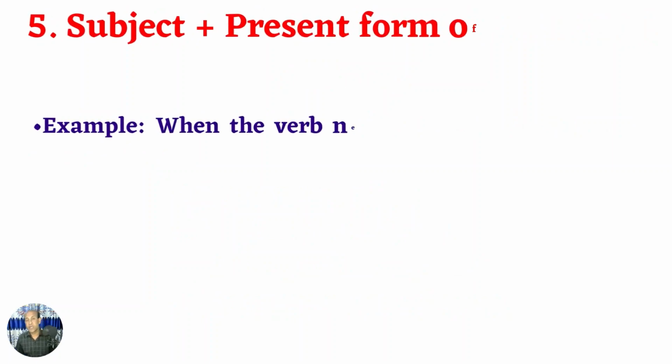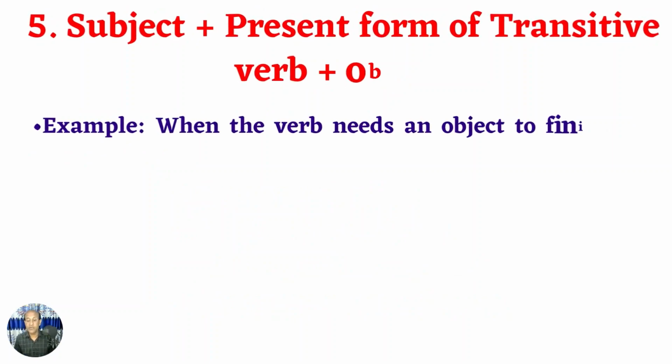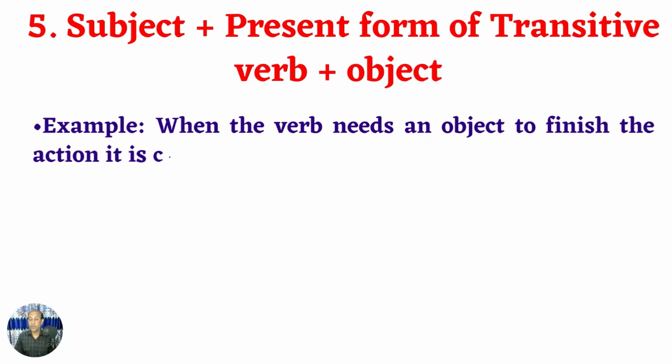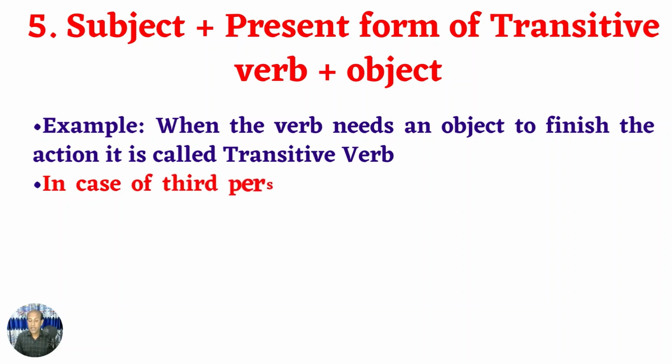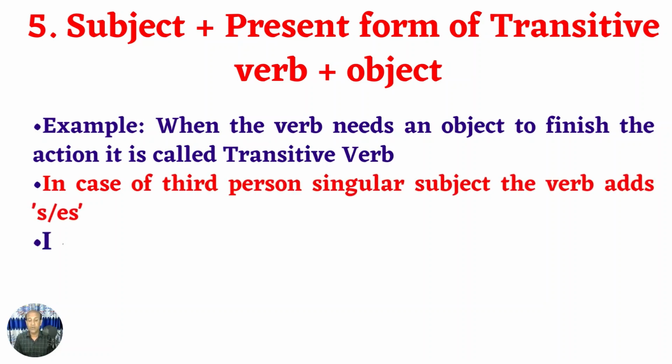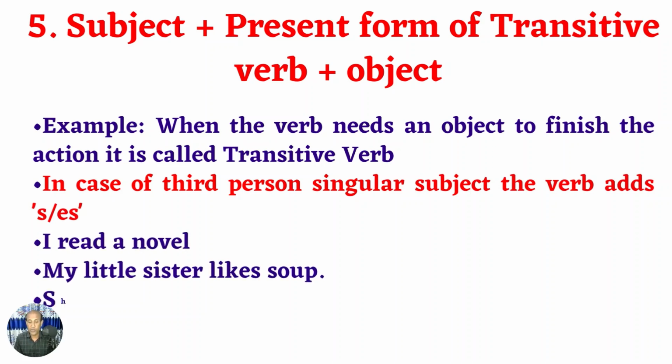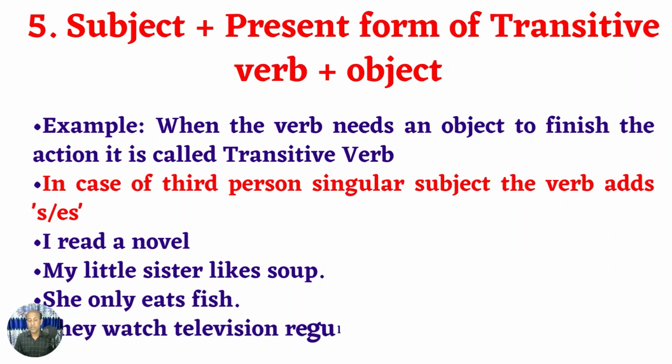Structure number 5: subject plus present form of transitive verb plus object. When the verb needs an object to finish the action, it is called a transitive verb. In case of a third person singular subject, the verb adds s or es. I read a novel. My little sister likes soap. She only eats fish. They watch television regularly.